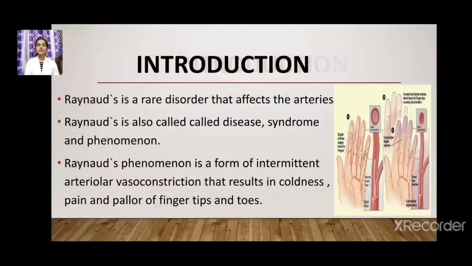Before starting the introduction, I would like to say a few points regarding this disease condition. Raynaud's was first discovered by Maurice Raynaud in 1862, and this disease got its name from Maurice Raynaud. This disease mainly affects the arteries, and you all know that arteries carry the blood from the heart and supply the blood to all over the body parts.